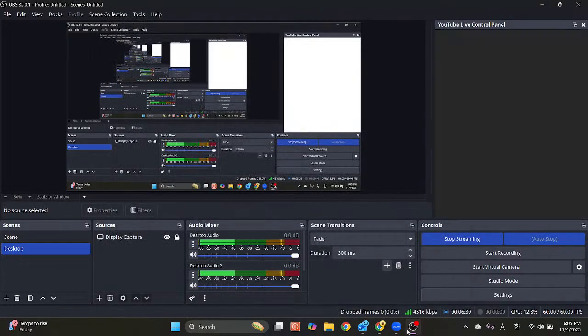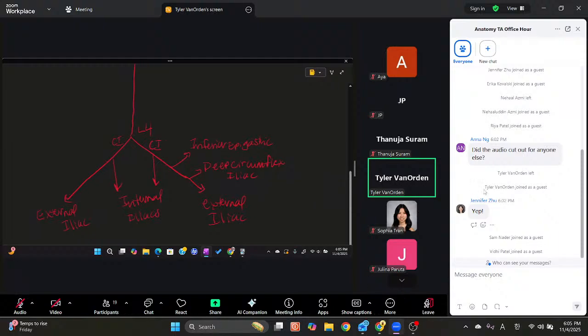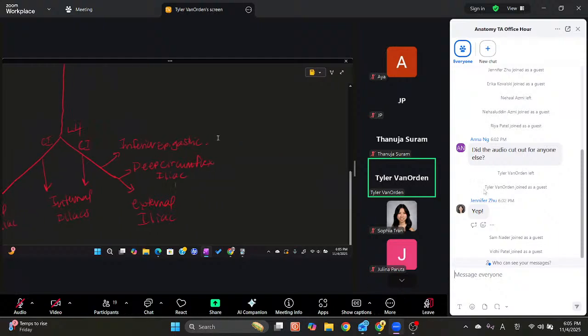iliac. And if you guys can't read my handwriting, please let me know. I have horrendous handwriting, and this pad that I'm using is awful.